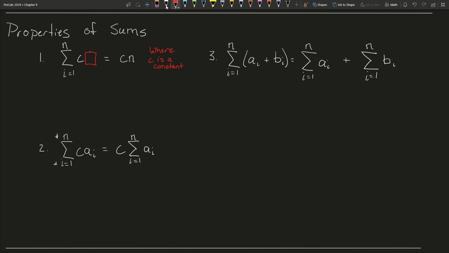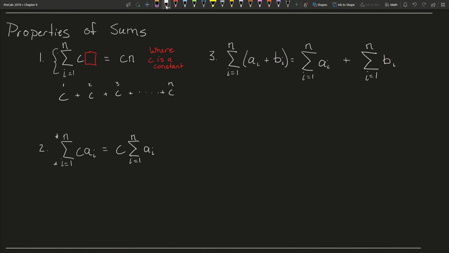So if there was an i here, it would be C times 1, plus C times 2, plus C times 3, plus C times 4, all the way up until n. But because that's not here, it's kind of just multiplying by 1 a bunch of different times. Okay, so if we were to rewrite what this actually means, we get C for the first term, plus another C for the second term, plus another C for the third, all the way up n times.